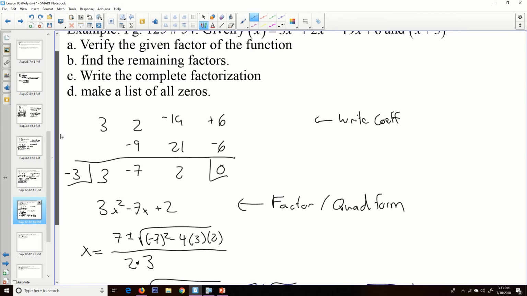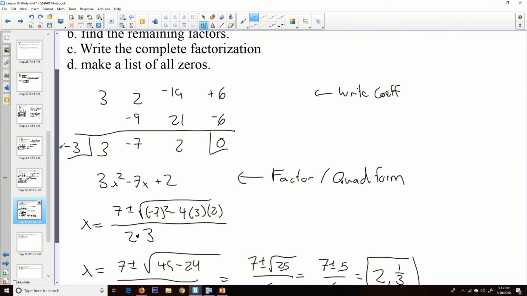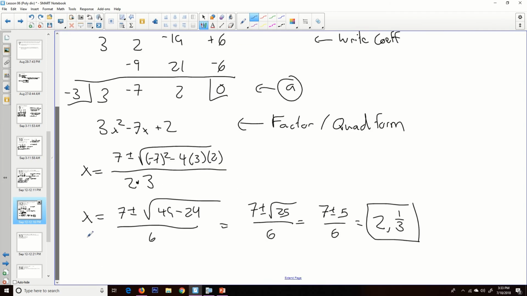All right, so let's see here. It says verify that the given factor, we've done that. That's part A right there. And so part B says write the remaining factors. B, remaining factors would be, these are the zeros, remember.